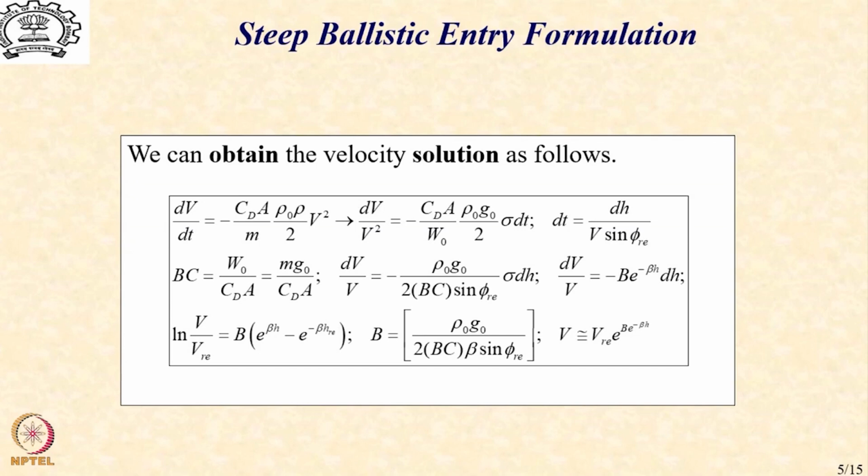We try to then solve this differential equation in terms of the ballistic coefficient and the entry angle phi, and we can obtain a solution of velocity in terms of the velocity at the re-entry and the parameter b, which combines the various quantities which are constants and the exponential function of the density.